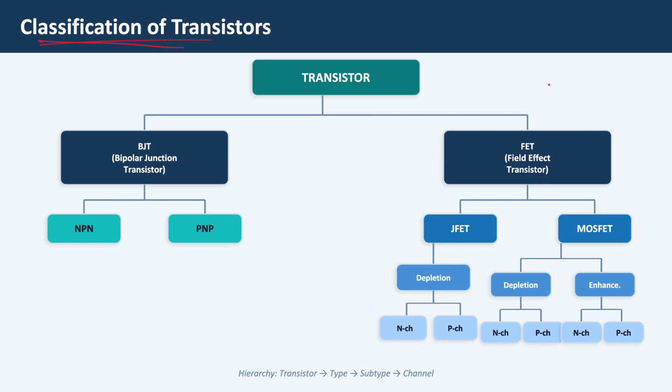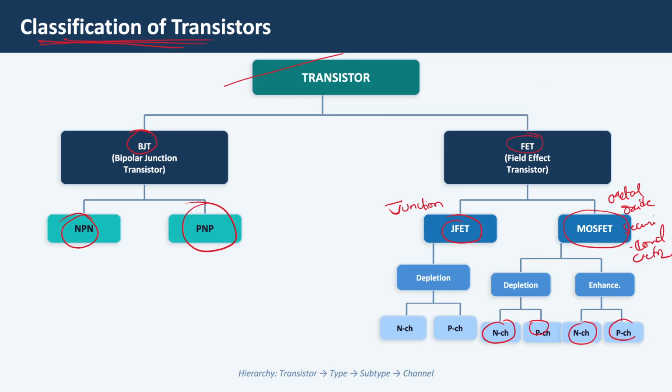Coming to the classification of transistors, there are two types. One is BJT, bipolar junction transistor. Another is FET, field effect transistor. BJT is again classified into NPN and PNP transistors. FET can be classified as JFET and MOSFET. JFET is junction field effect transistor, and MOSFET is metal oxide semiconductor field effect transistor. JFET has depletion N channel and P channel, and MOSFET has depletion and enhancement, N channel and P channel. These are the classifications of FET.